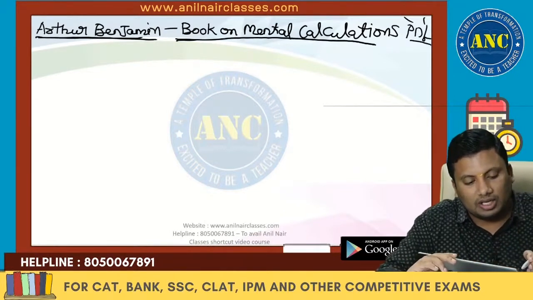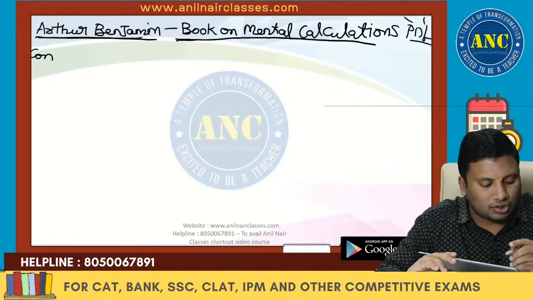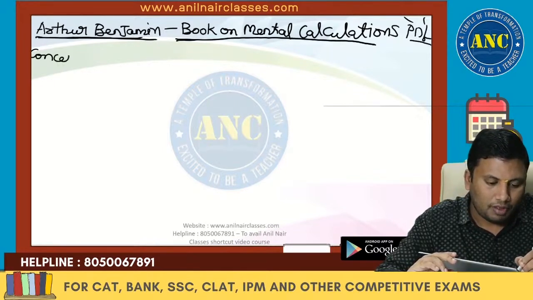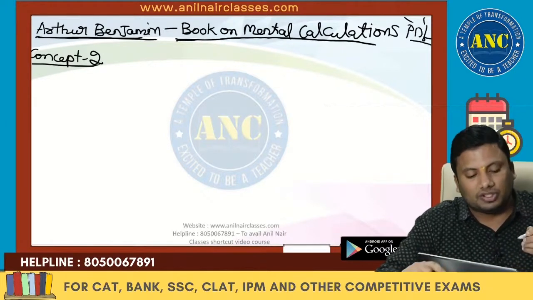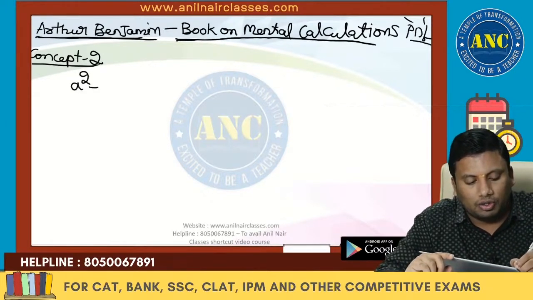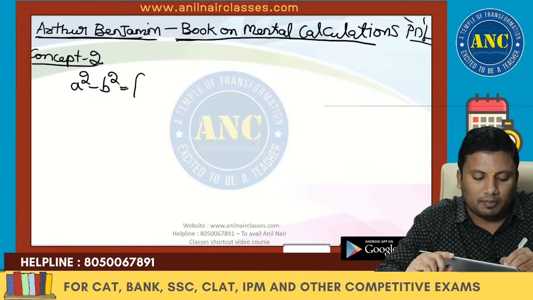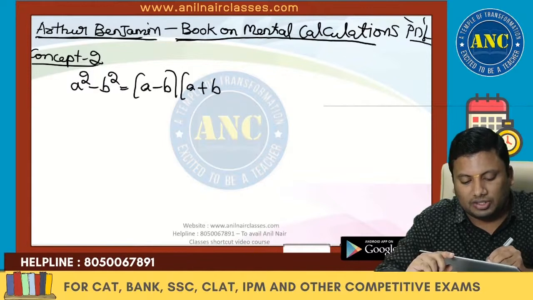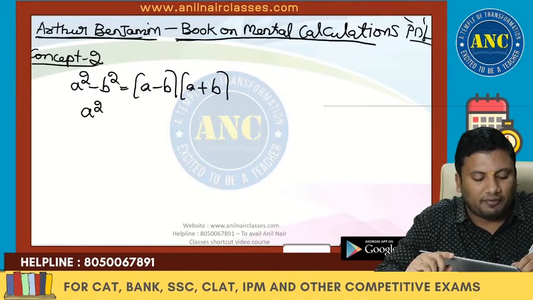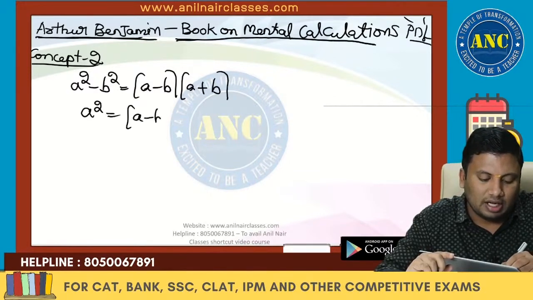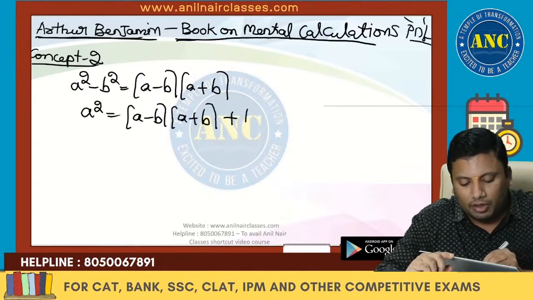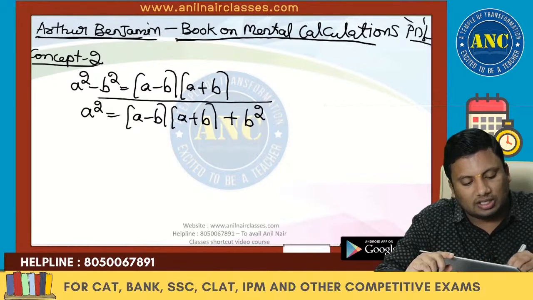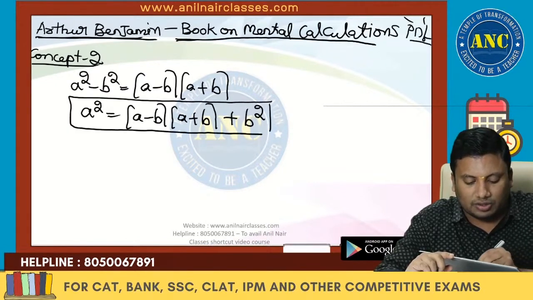Now, what is concept number 2? How to overcome a plus b whole square. We all know this identity: a square minus b square is a minus b into a plus b. If b square comes to the right-hand side, it is a minus b into a plus b, plus b square. This is another concept to find the square of a number.